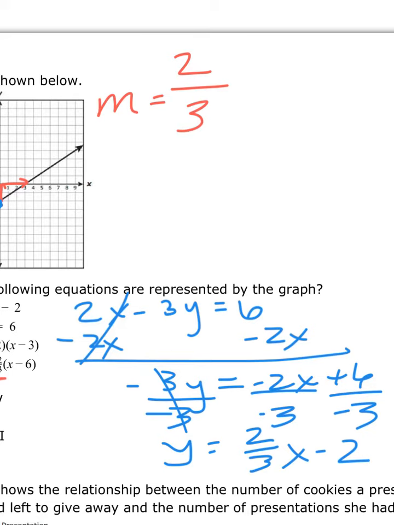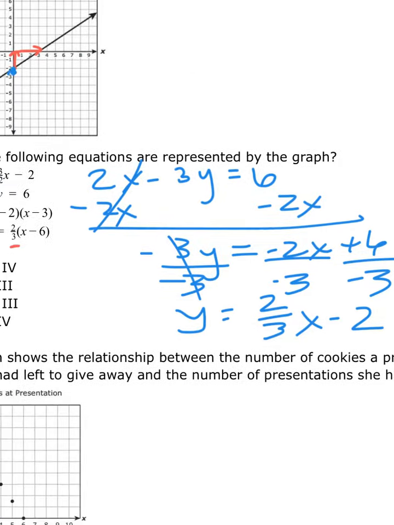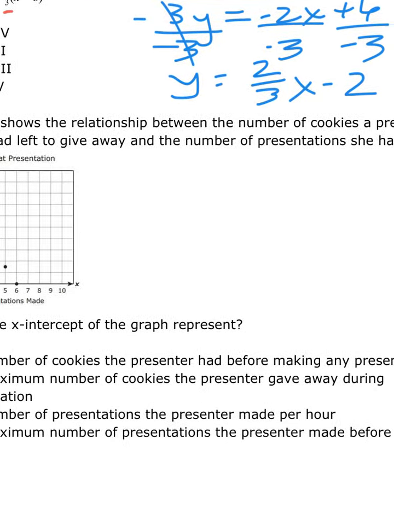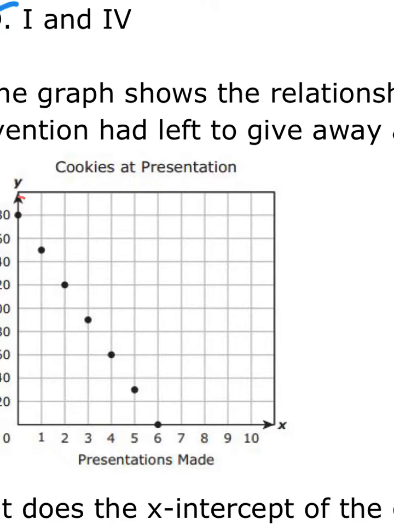All right. Let's take a look at number 5. Number 5 says, the graph shows the relationship between the number of cookies a presenter at a convention had left to give away and the number of presentations she had made. So before I even look at my answer choices, let's look at this graph a bit. I'm going to zoom in here. So, how many cookies did she start with? She started with 180 cookies, right?